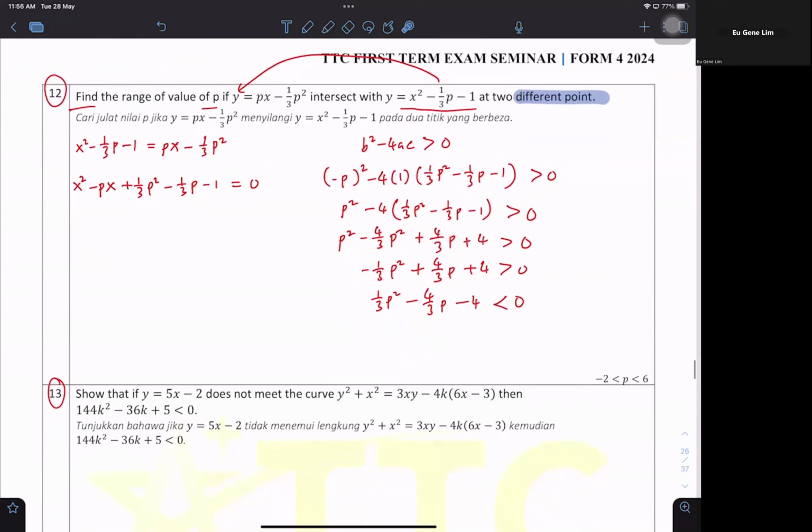Okay, good. So after you change already, now you can press calculator. But before we press calculator, make it a bit nicer first. You times everything by 3 because I want to get rid of the fraction. We don't like fraction. We want general form. So everything multiply by 3. So p squared minus 4p minus 12. Then only you press calculator.